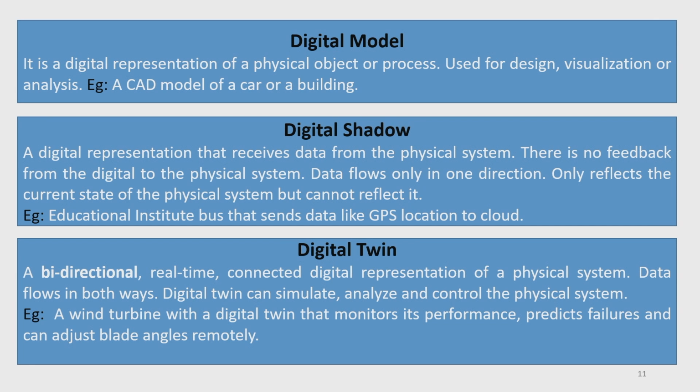A digital twin is a bidirectional, real-time connected digital representation of a physical system. Data flows in both ways. A digital twin can simulate, analyze, and also control the physical system. For example, a wind turbine with a digital twin that monitors its performance, predicts failures, and can adjust blade angles remotely.